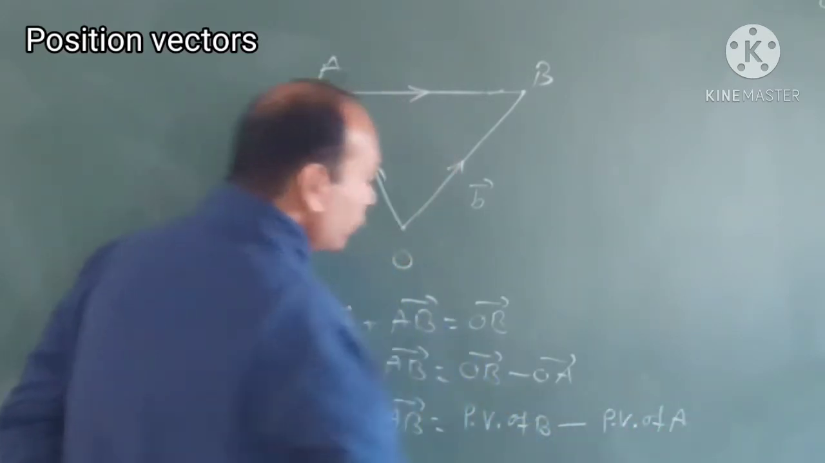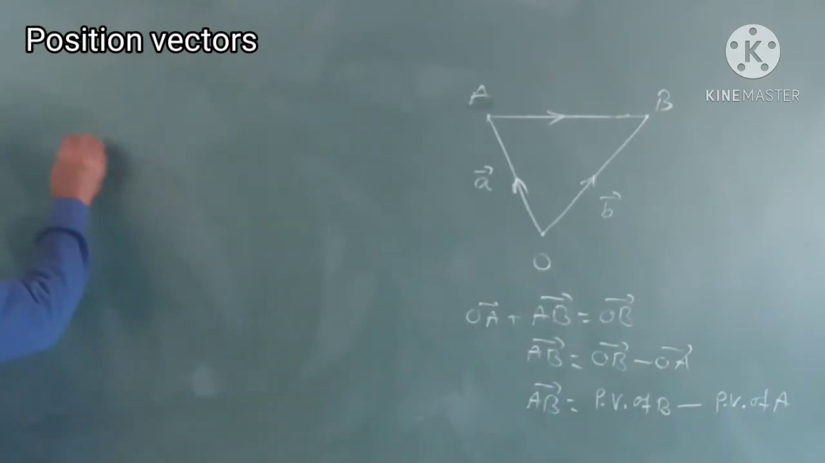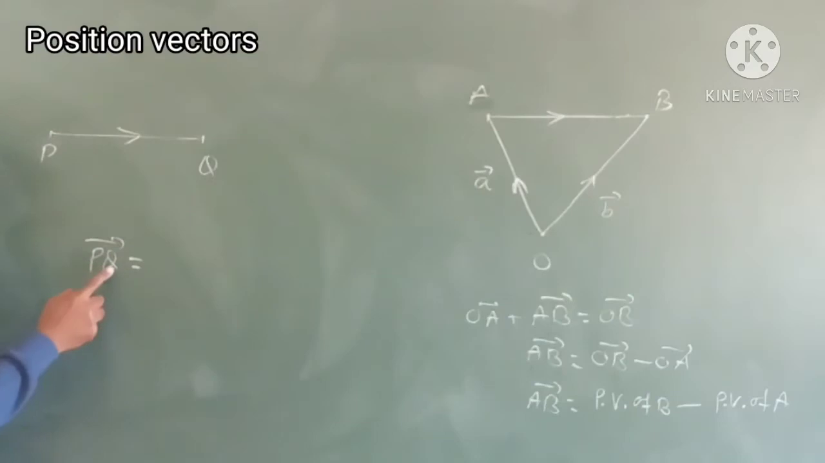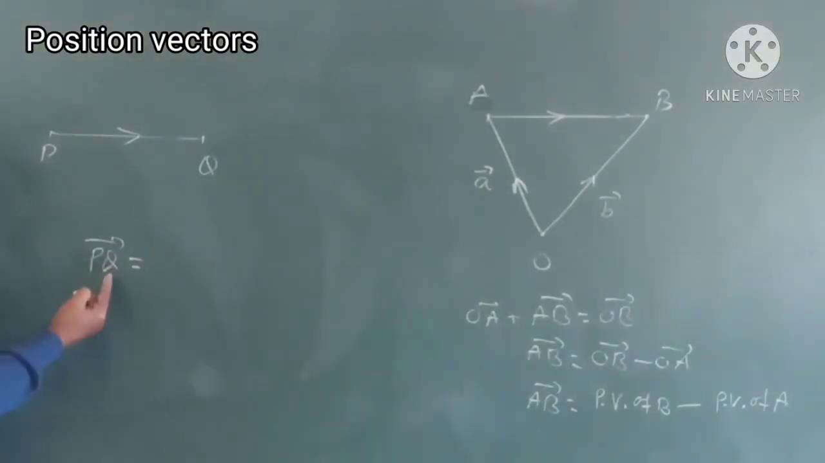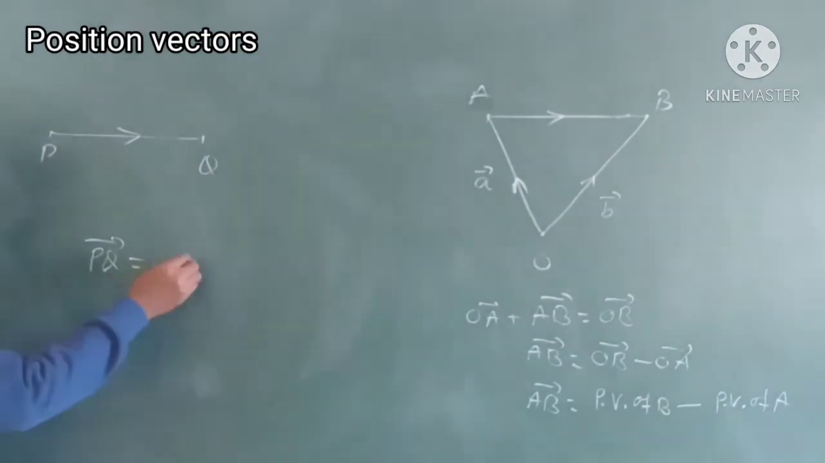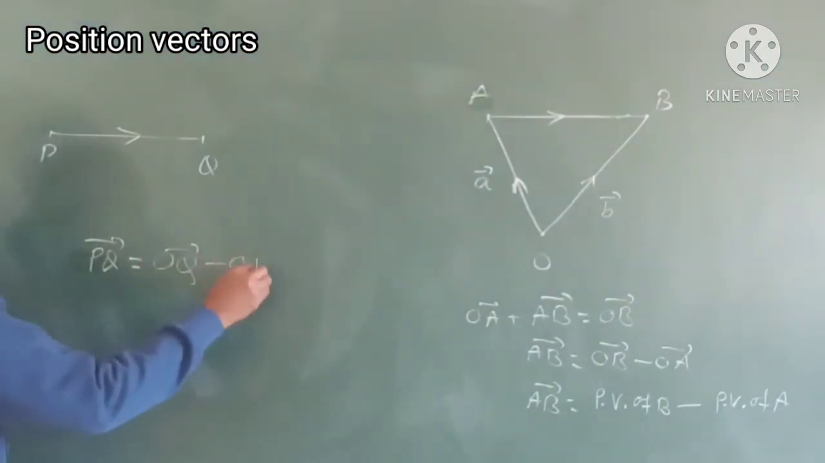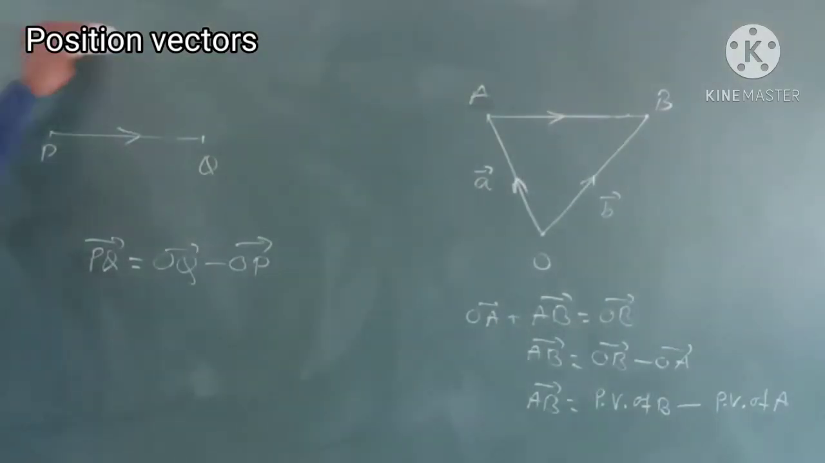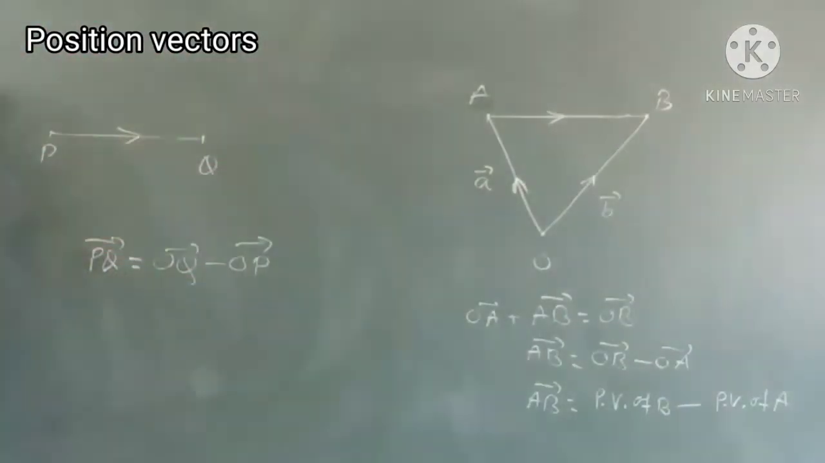Same as this, suppose there is vector PQ, suppose this is P and Q and there is a point O, then we have to find vector PQ. So PQ means OQ minus OP, OQ minus OP, if the position vector is given with respect to any origin O.